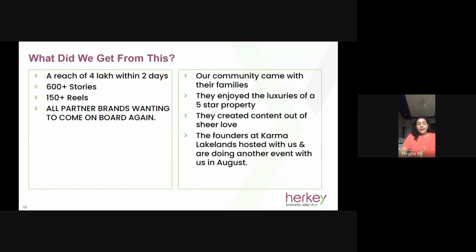So where we were expecting that there are 45 creators and we'll get not more than 100 reels, we managed to get 150 reels because people were posting left, right, and center. There was so much that they did at the event that one reel would not have been enough. So they posted multiple reels.